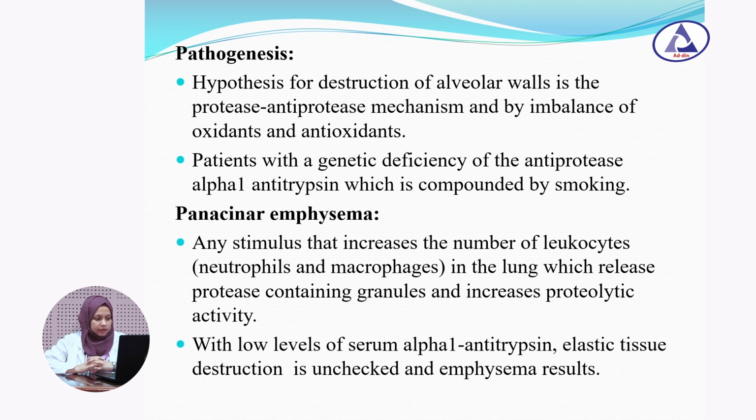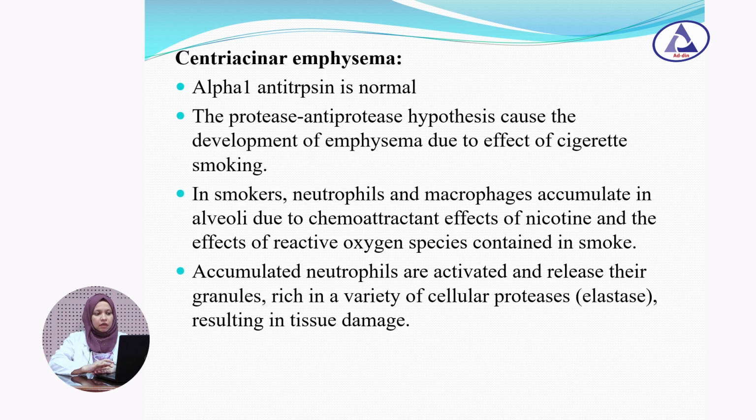In case of pan-acinar emphysema, any stimulus that increases the number of leukocytes, mainly the neutrophil and macrophage, in the lung, which release protease containing granules and increase the proteolytic activities. So, in case of pan-acinar emphysema, there is congenital deficiency of alpha-1 antitrypsin. So, with low level of serum alpha-1 antitrypsin deficiency, elastic tissue destruction will be unchecked and as a result, there will be emphysematous change. Whereas, in case of centriacinar emphysema, the serum alpha-1 antitrypsin is normal.